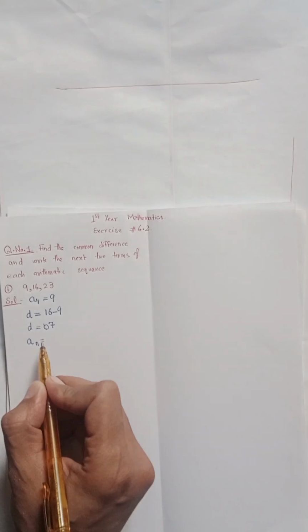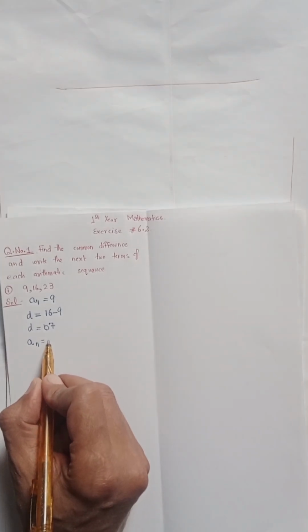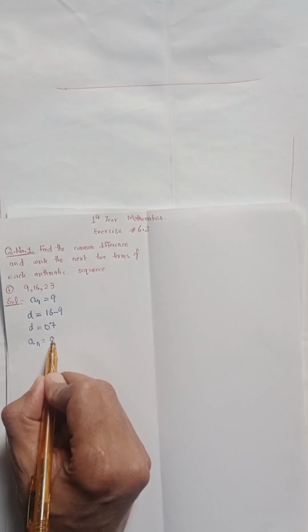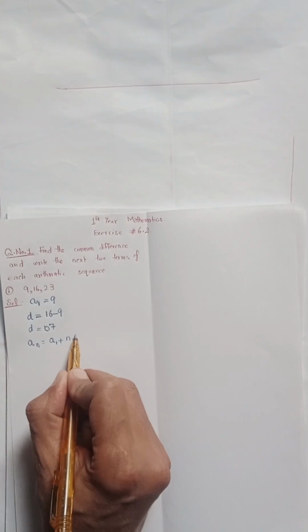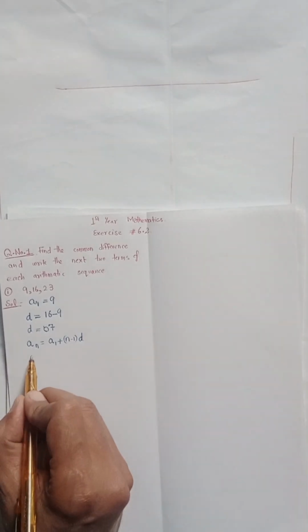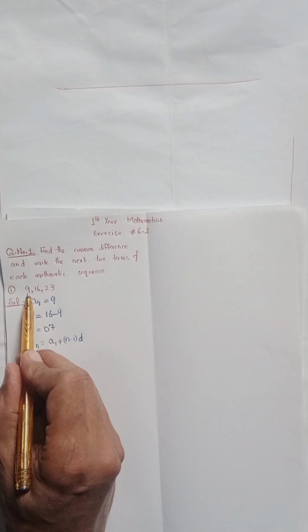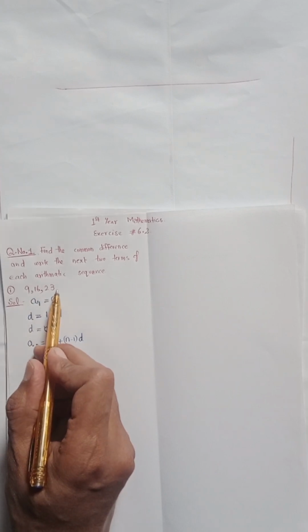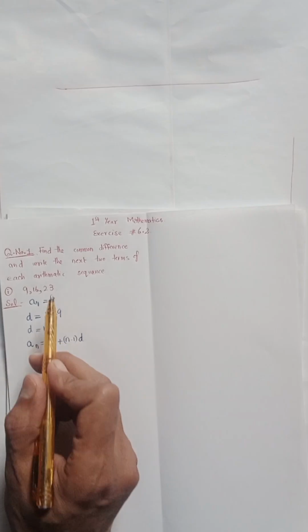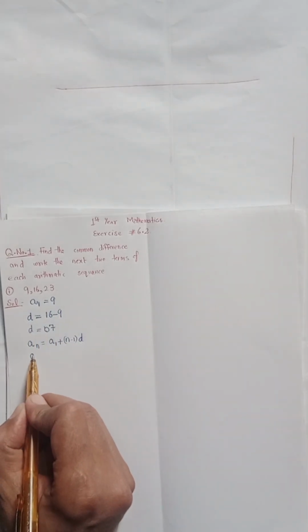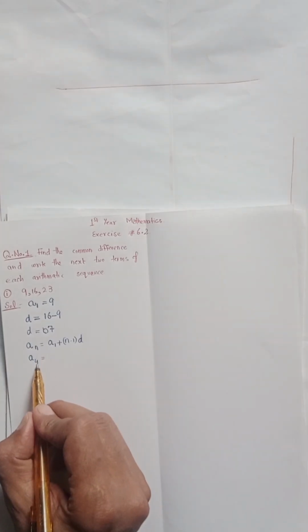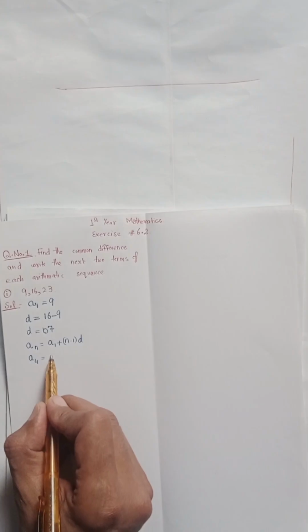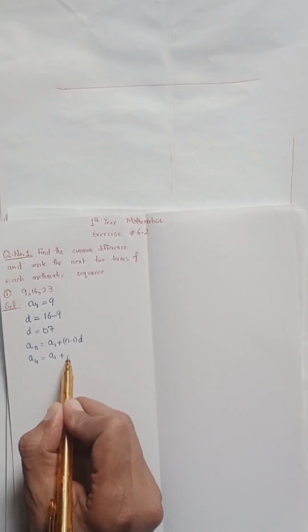By applying the formula for finding the nth term, we can write a1 plus (n minus 1) into d. We have three terms already, a1, a2, a3, and we have to find the next two terms, that means a4 and a5. So by applying the formula and putting the value of n equals 4, we get a1 plus 3d.